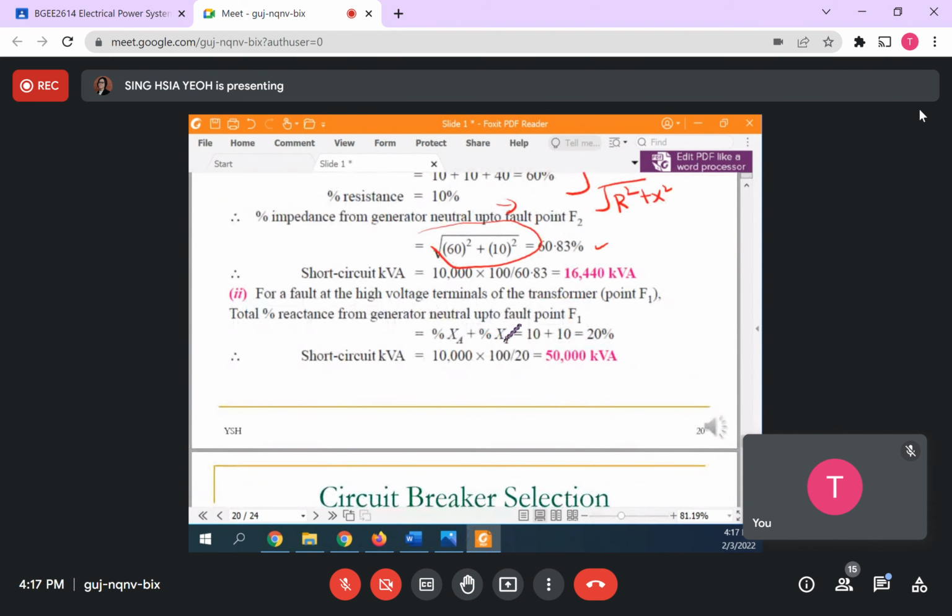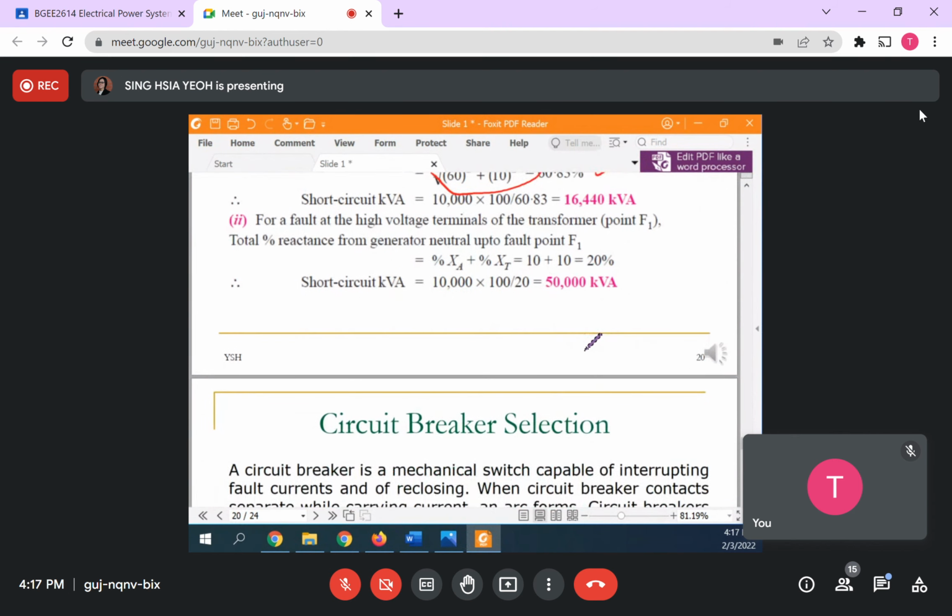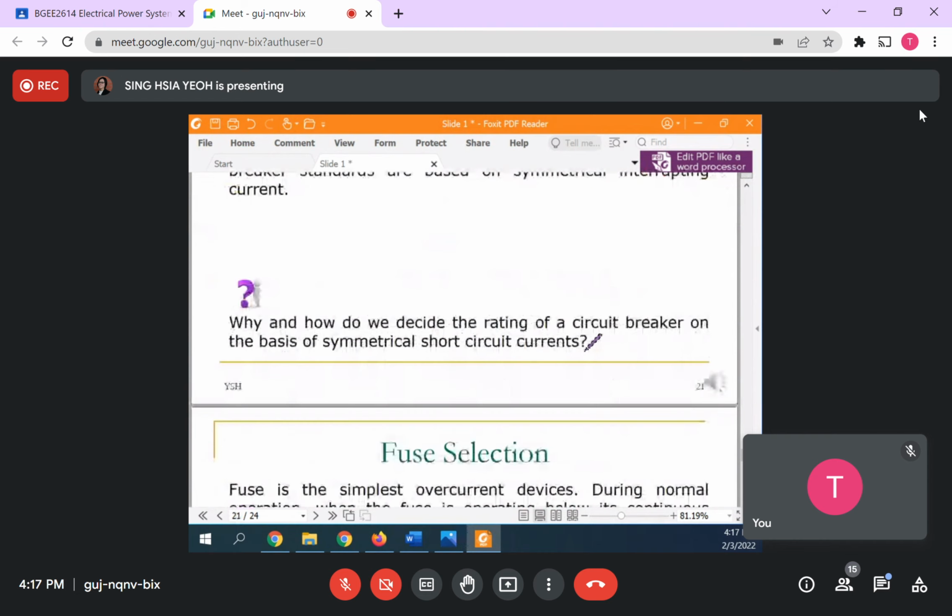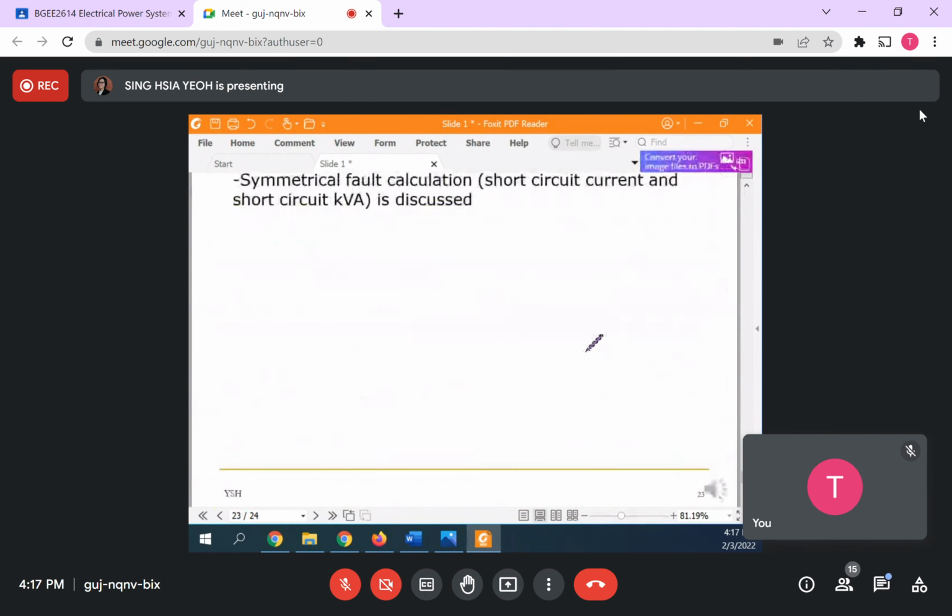Right now, XA and the transformer. Then circuit breaker selection and field selection are just theory.